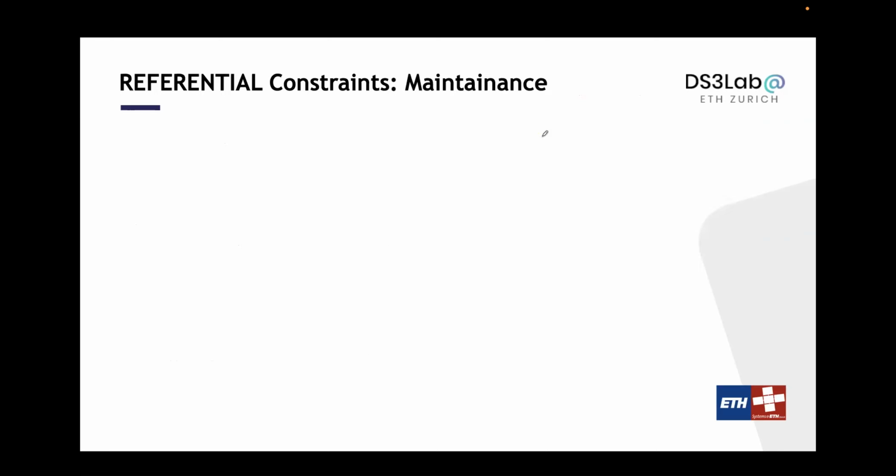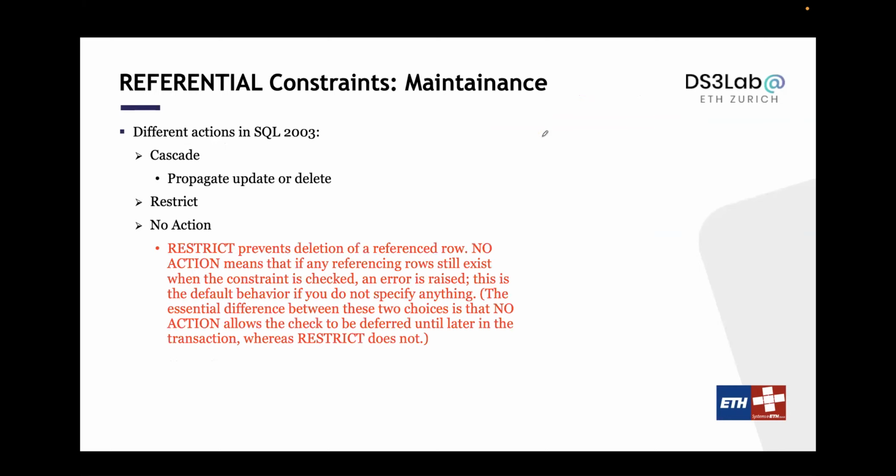So one thing that's actually interesting about referential constraints, so all the other constraints are relatively, I would say, natural, right? One thing that will be tricky is how to maintain these referential constraints, because there are 4 different modes inside the SQL standard, right? So there's cascade, right? You actually propagate your updates. There's restrict, there's no action. By default, you have no action, okay? The only difference is restrict is going to prevent a deletion and no action is going to defer the checking until a later point in the transaction.